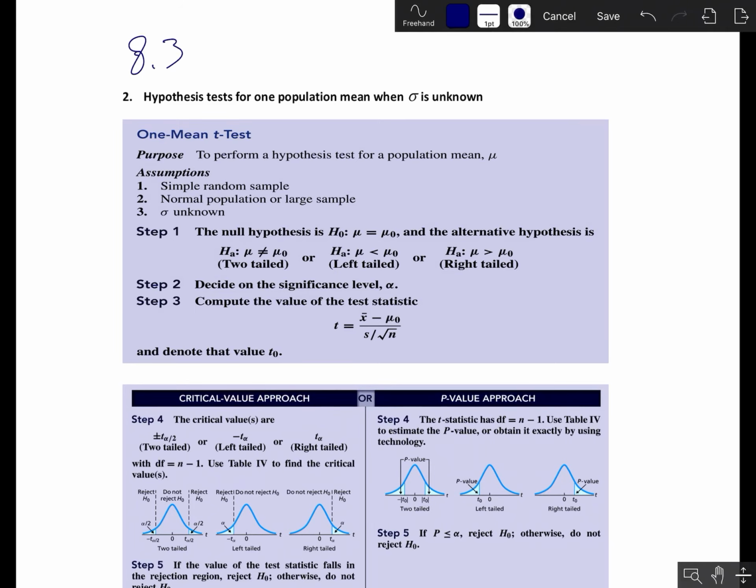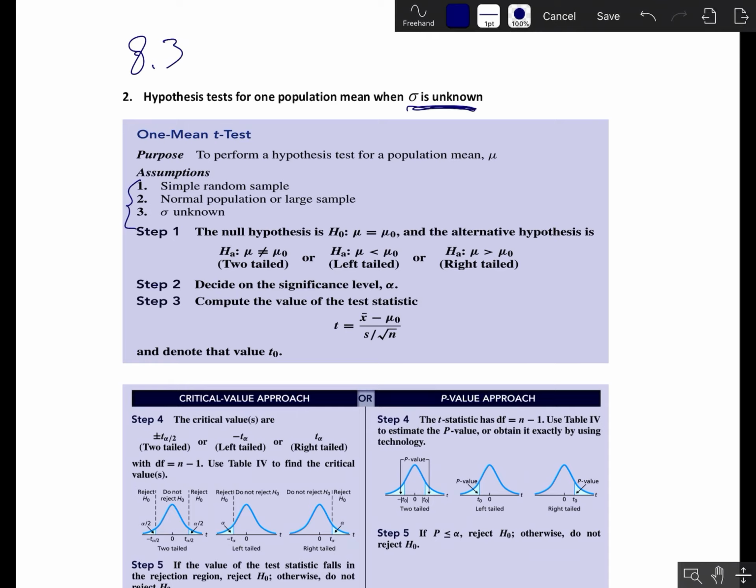Okay, so now we're going to start section 8.3. 8.3 is essentially doing the same thing, except this time we are not assuming that you know the population standard deviation. That's essentially the only difference between the setups of the problems.